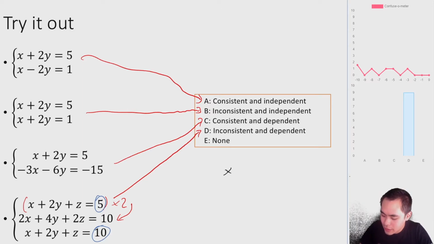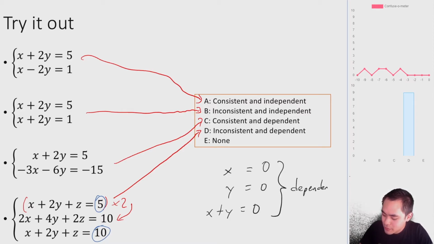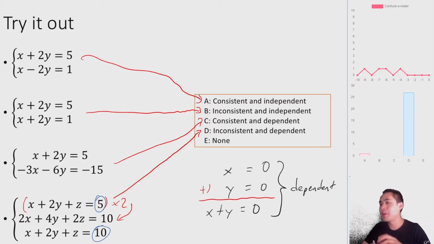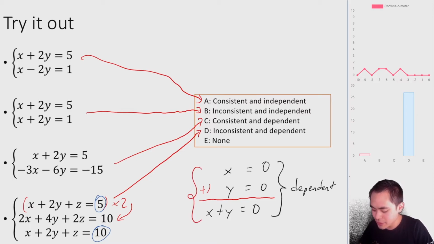Let's say I had x is equal to 0, y is equal to 0, and x plus y is equal to 0. So this here is actually dependent, just for the record, because if you add these two equations together, you get the third equation. So these are actually dependent equations. This entire system is a dependent system.